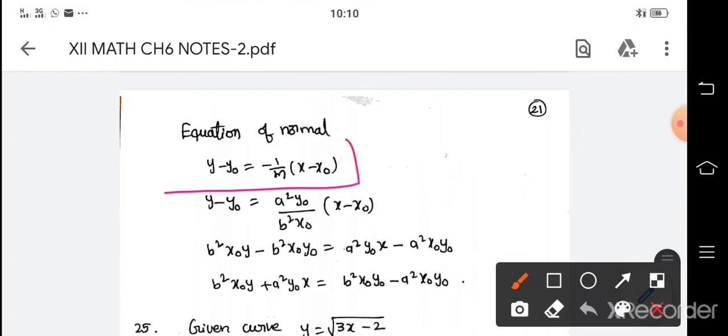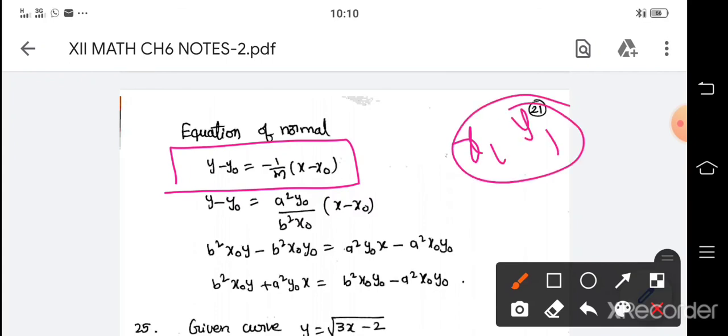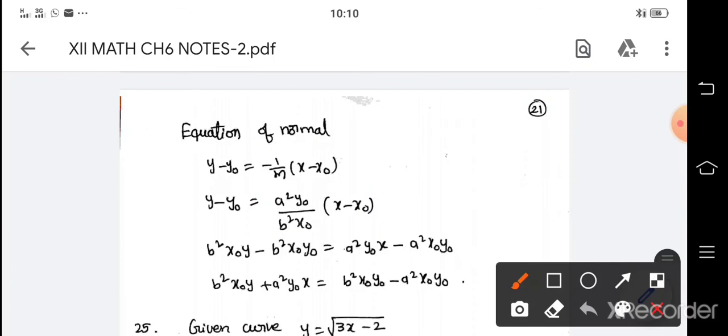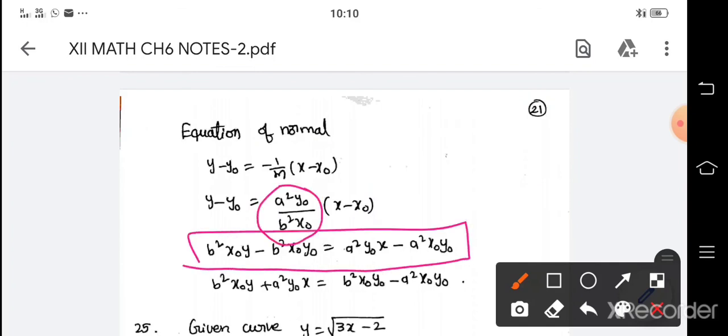y minus y naught is equal to minus 1 by m into x minus x naught. Here till now I said x1 y1, but in this question they gave it differently as x naught y naught. That is the difference. Try to understand. Then substitute the slope of the normal and simplify. You get the equation of the normal required after simplification as b square x naught y plus a square y naught x is equal to b square x naught y naught minus a square x naught y naught.